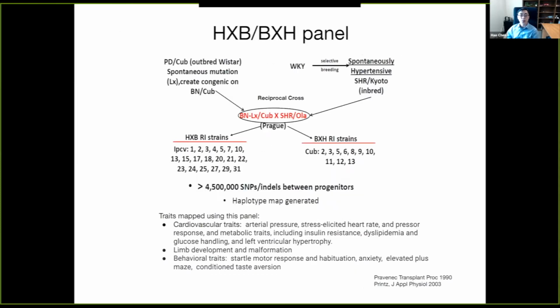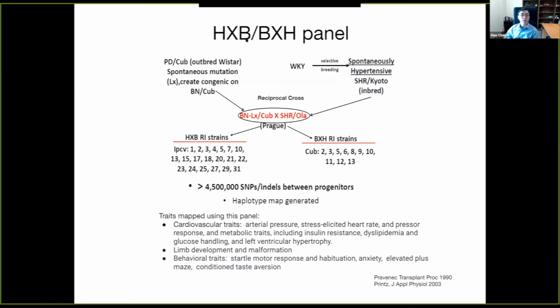So in the rat world, there are also recombinant inbred panels. And one of them is this HXB and BXH panel. So in this nomenclature, H is the mother and the B is the father. So the first letter always represents the mother and the second letter always represents the father. So HXB, H here refers to the spontaneously hypertensive rat. The SHR rat is obtained by selective breeding of the WKY rats. And it's being used as one of the parental strains of this panel.